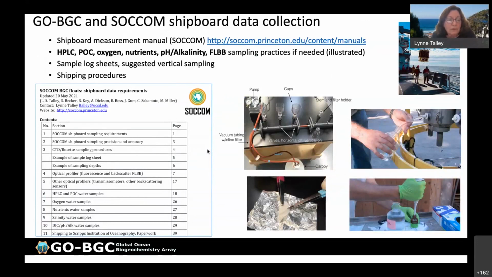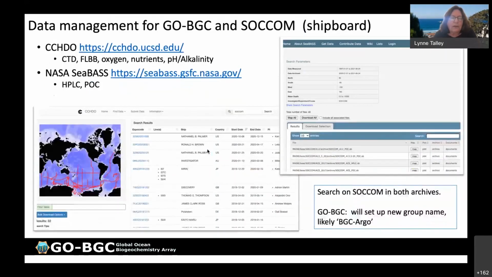A lot of this is similar to what you'd find in a GO-SHIP manual, but this is specific to our support measurements for biogeochemical floats. And we can help you with what kind of sampling you might want to do in the vertical with log sheets. If you're working with us, then procedures for shipping samples back if we're doing shore-based analysis. So that's all available. We have data management. Tom's going to cover all the data management for the floats. So this is just for the shipboard measurements.